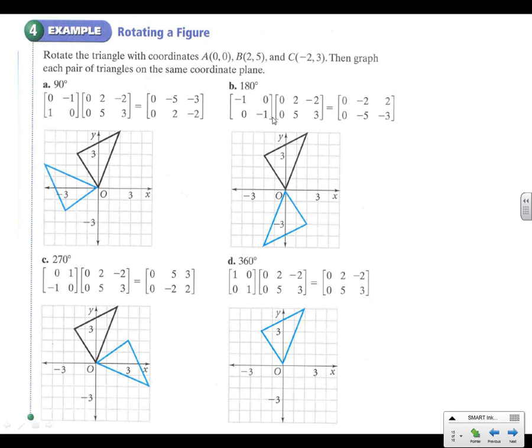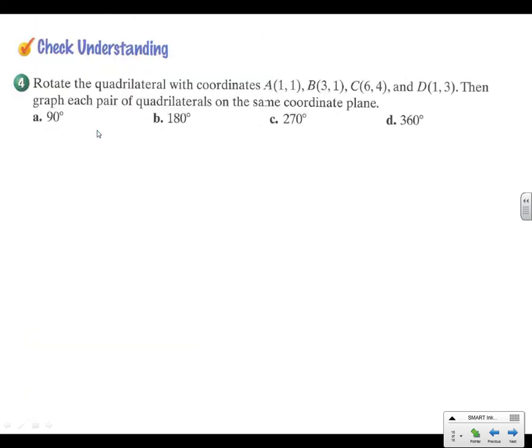Okay? You'll see that for all of these. This rotated 90 degrees, this rotated around 180 degrees, and you'll see all the way down. 360, we ended up where we started, right? So that's basically not moving at all. Your turn. Finish this up. Number 4, understanding check. And any questions, we'll go over it in class.